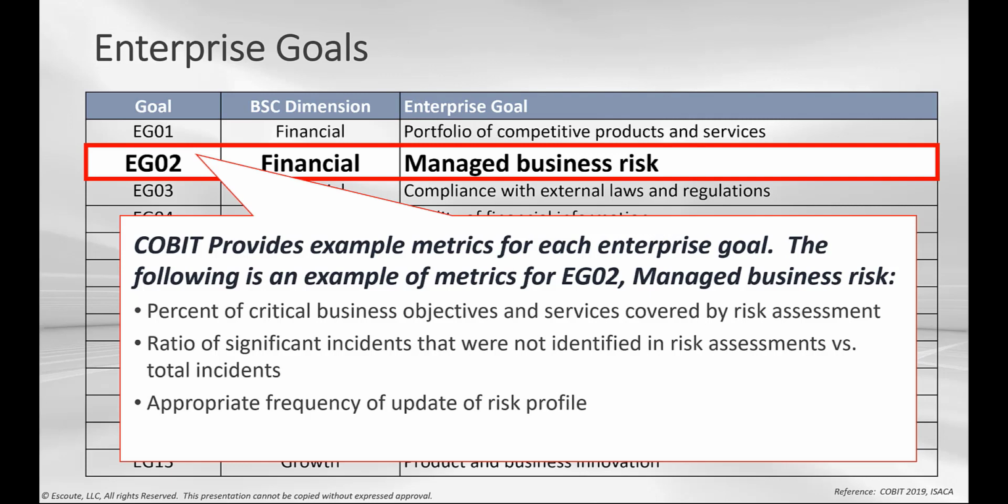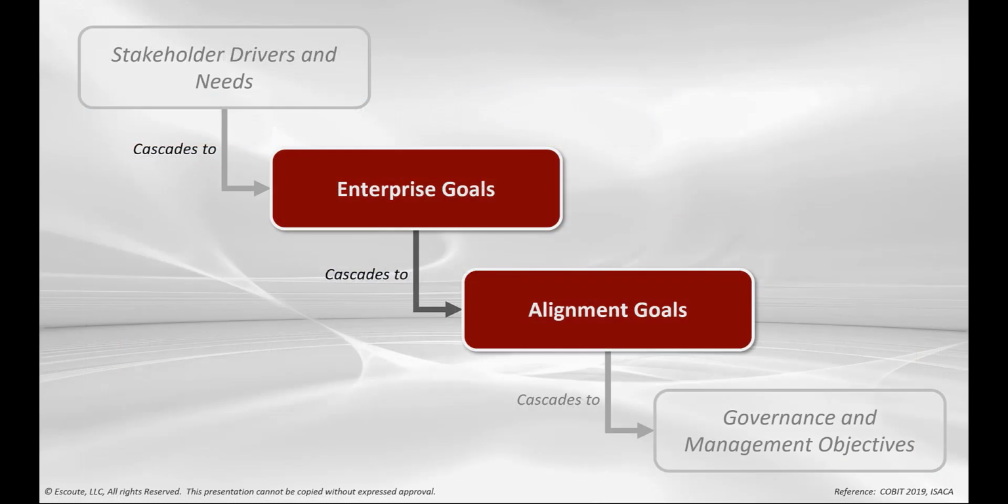So those are some examples, and each one of those 13 goals has a set of example metrics for you, and you can pick the ones that are most appropriate for you. Next, we map those enterprise goals into what are called alignment goals. Now, alignment goals emphasize the alignment of all of my IT efforts with business objectives.